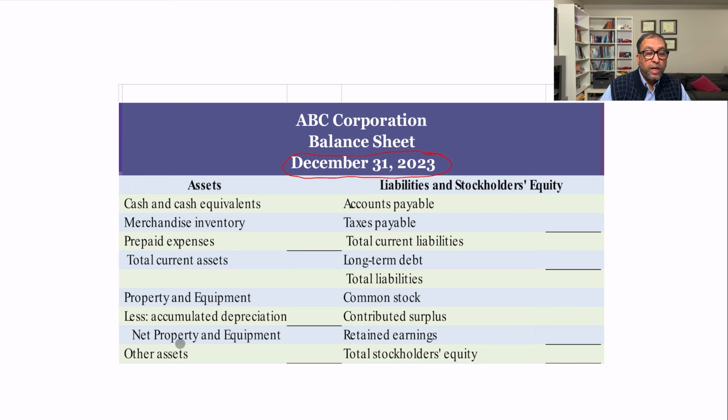On one side we write assets, and the sequence of the assets is current assets on top, and then we write long-term assets or fixed assets, and then tangible assets. For liabilities, the sequence we follow is current liabilities and then long-term liabilities. And the third portion of the liabilities and shareholders' equity side is shareholders' equity. In shareholders' equity, there are common stock, contributed surplus, retained earnings, and total stockholders' equity.